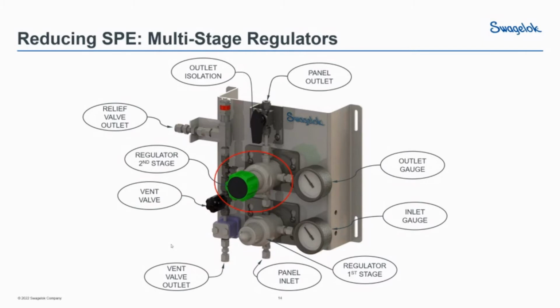This time, the settable regulator with the green handle is the second stage regulator. And then the first stage regulator, which doesn't really need to change much, has an anti-tamper nut on it. So this is a non-adjustable regulator just to help mitigate the supply pressure effect.